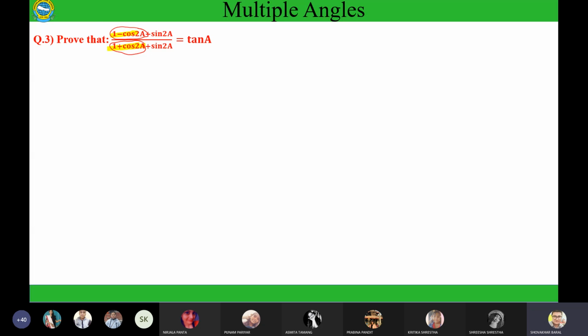So 1 minus cos 2a plus sin 2a upon 1 plus cos 2a plus sin 2a. Let's solve it. Solution: LHS is equal to 1 minus cos 2a plus sin 2a upon 1 plus cos 2a plus sin 2a. So let me put the value here, the formula for 1 minus cos 2a.